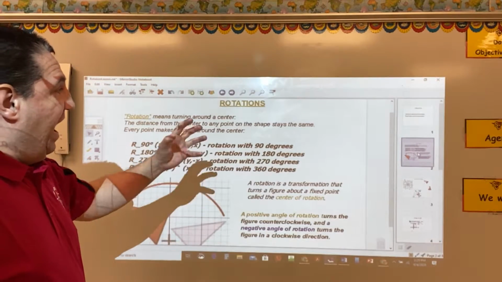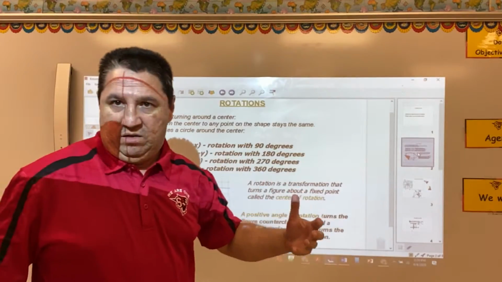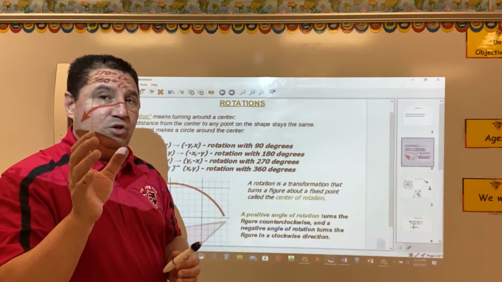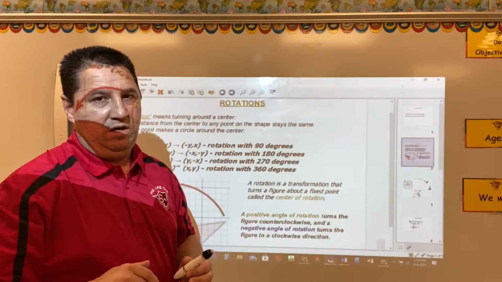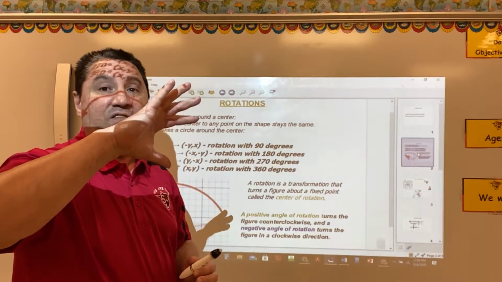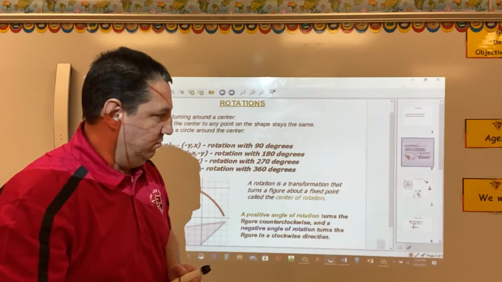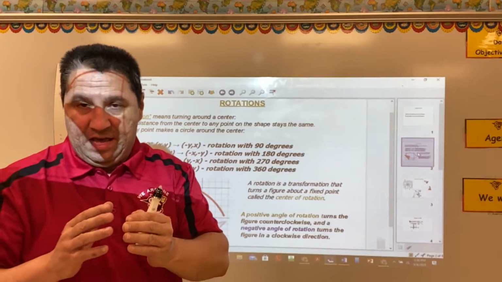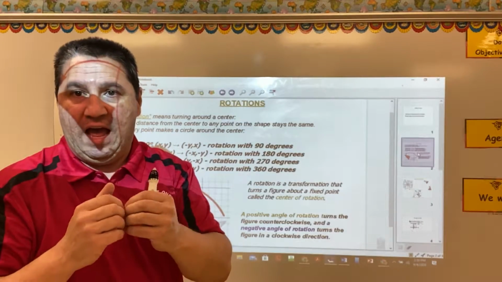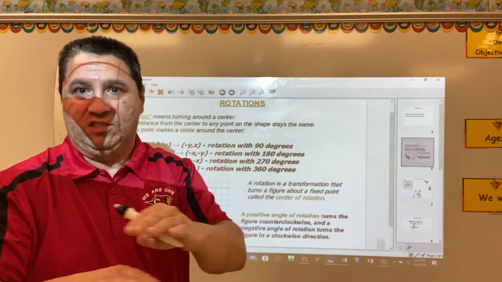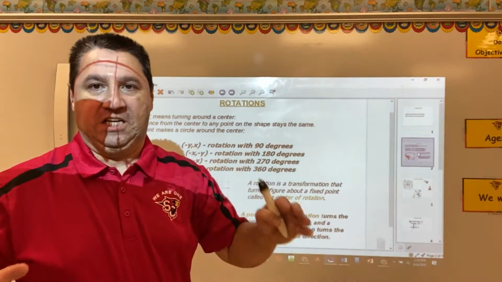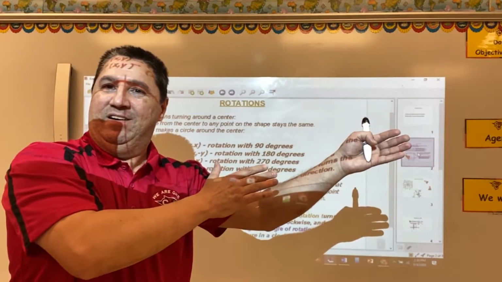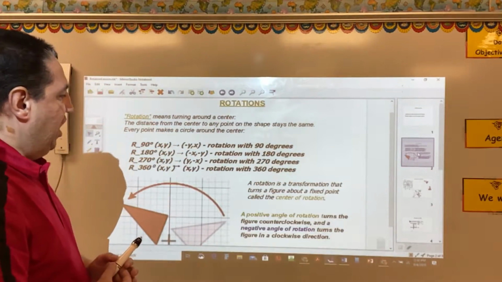Also, we have a rule of rotation. A positive angle of rotation is counterclockwise, while a negative angle of rotation is clockwise. Also, don't forget, a rotation preserves shape and size. In other words, it doesn't change the shape or size of an object, but changes the position only.